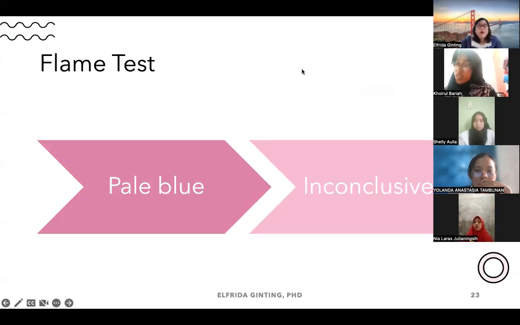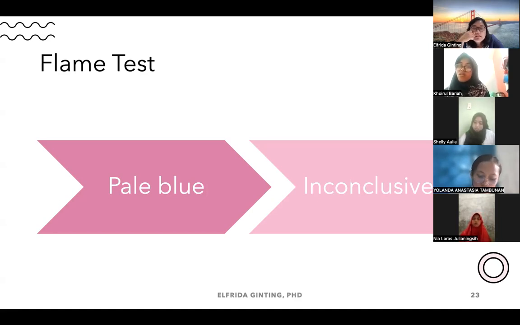Finish, ma'am. Now, we also have flame tests for lead. The color is pale blue. Remember last week we studied flame tests, right? We can also test plumbum with a flame test, and the color is pale blue. But of course, it will be inconclusive because there are many other metals that have a color of pale blue.